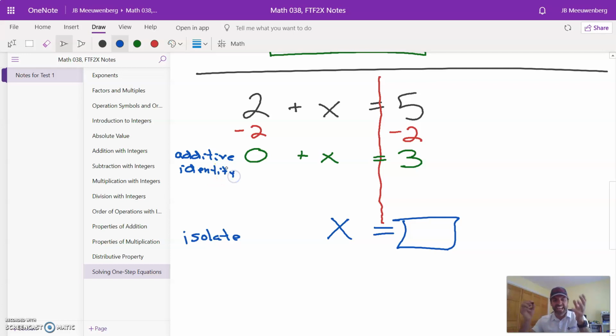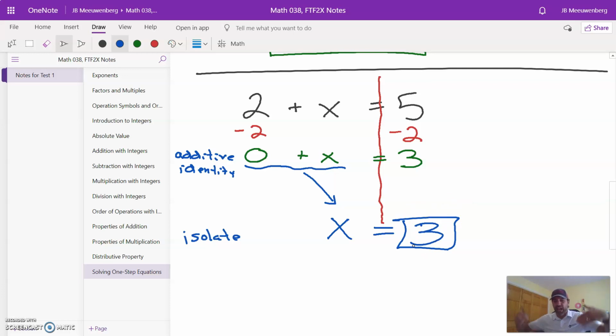Identity. Where you take a number, you add 0, and what do you get when you add 0 plus anything? You just get that number. 0 plus x is equal to x. So this thing right here can be simplified to just be x. X is equal to 3.